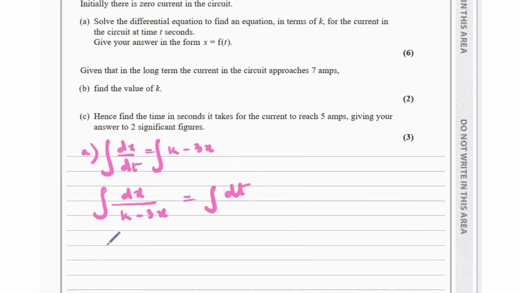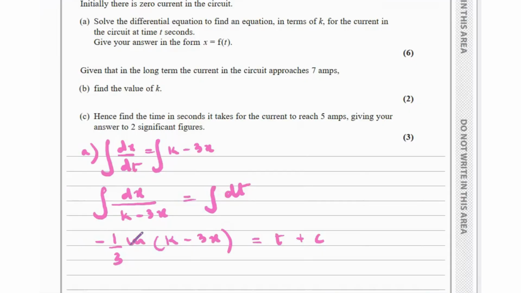Now when we integrate this, it's going to be negative 1 over 3 ln of k minus 3x equals t plus c. Integral of dt is going to be t, and since there is no limit over here, we add c, which is the constant. And over here, 1 over k minus 3x becomes ln of k minus 3x, and we divide it by negative 3 because we differentiate the negative 3x as well. And that derivative comes in the denominator.